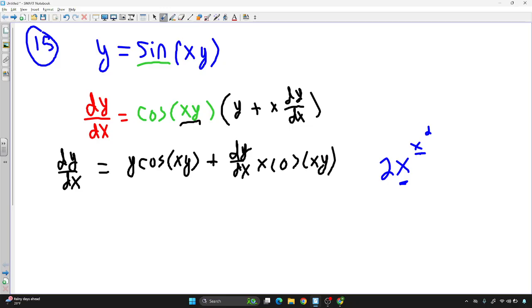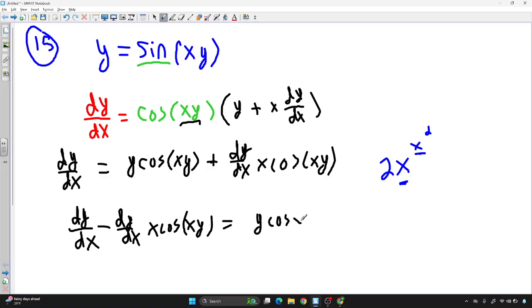Now, when I want to solve for dy dx, I have to move those all to the same side. So it's going to be dy dx minus dy dx x cosine xy equals y cosine xy. And we will factor out the dy dx. Make sure you're comfortable with that. That's definitely going to happen. Factor out the dy dx just like it's a normal variable that we're trying to solve.